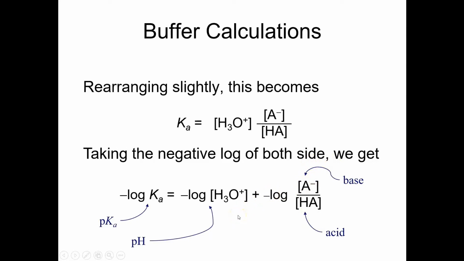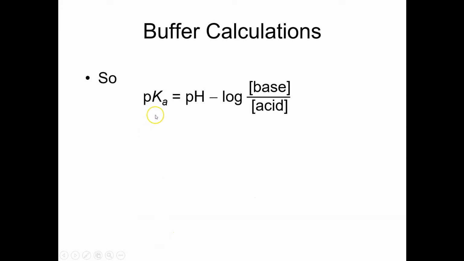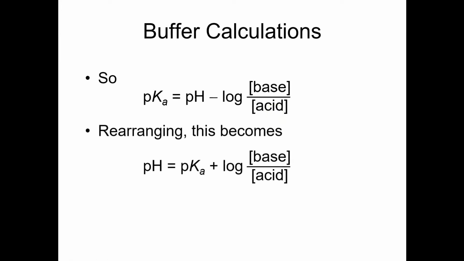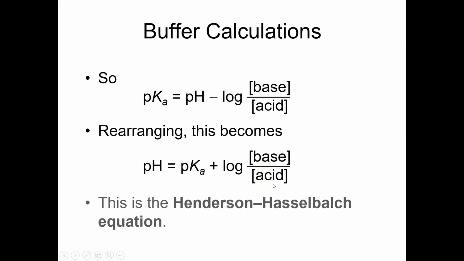We can slightly rearrange that, renaming these as pKa and pH, and say that pKa is equal to pH minus the log of the base concentration over the acid concentration. We can rearrange that one more time to isolate pH, and that becomes pH is equal to pKa plus the log of the base concentration over the acid concentration. This is what is known as the Henderson-Hasselbalch equation, and this is what makes it really easy to calculate the pH of any buffer solution.